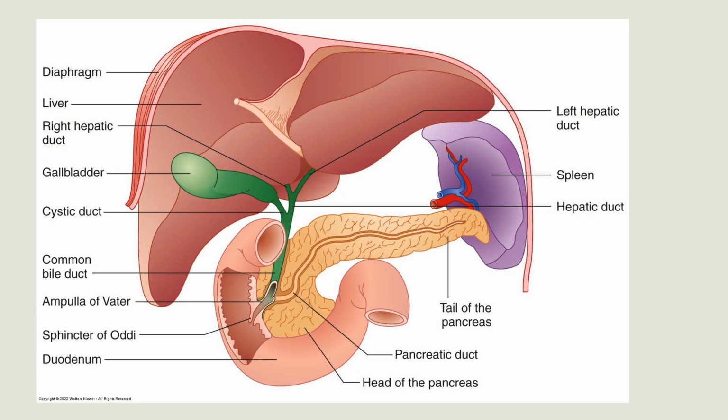So here's our liver, gallbladder lives inside of there. Liver makes bile, collected in the gallbladder, which is then brought down through the common bile duct and dropped into our duodenum. Here's our pancreas, and then our spleen.